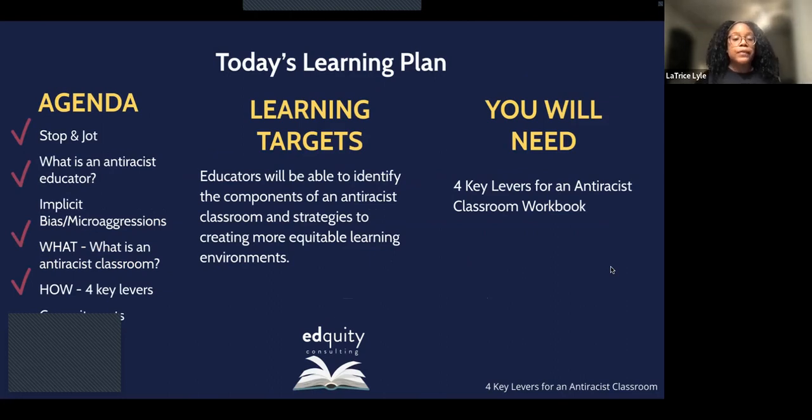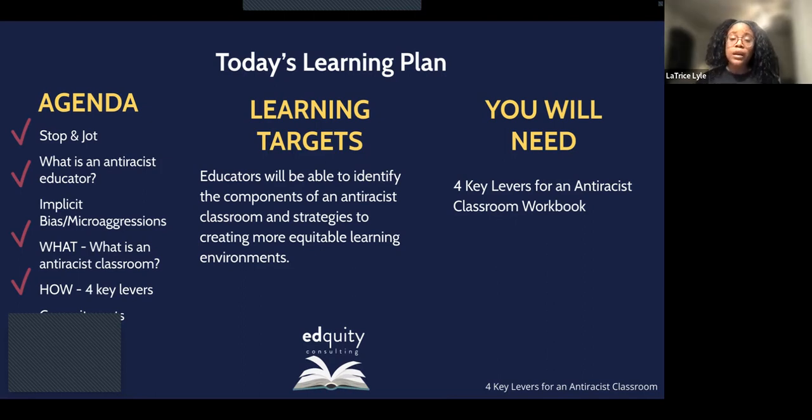So what's the plan? The plan today is to start with a couple of activities just to ground ourselves in what it is that anti-racist educators do. We are going to define 2 key words that are critical to this work. Those words are implicit bias and microaggressions. Then we're going to talk a bit about the what. But most importantly today, we are going to spend time talking about the 4 keys. And the 4 key levers are the how. It's how we create this space of belonging and equity for our young people within the 4 walls of our classroom.